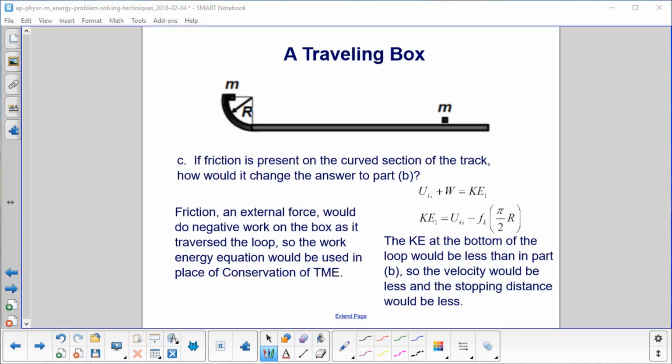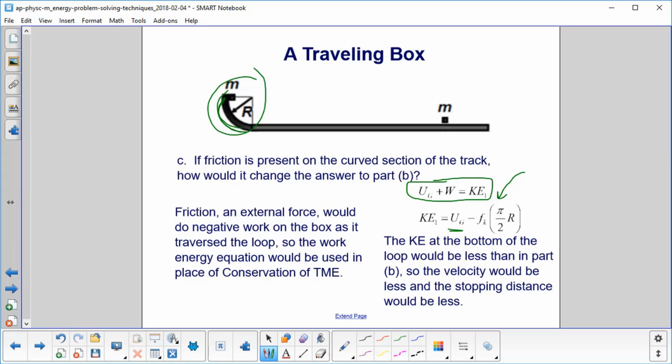If friction is present on the curved section of the track, and that's over here, how would it change the answer to part B? You now have an external force, friction, that will do negative work on the box as it traverses the loop, so the work-energy equation would be used in place of the conservation of TME to find the kinetic energy, to find the velocity. So we have our initial potential energy plus the work is going to be your kinetic energy, so that'll be potential energy minus, because it's negative work, friction opposes motion, the friction force times the distance over which it acts, and this is just 1/4 of the circle, so that would be pi over 2 times R.